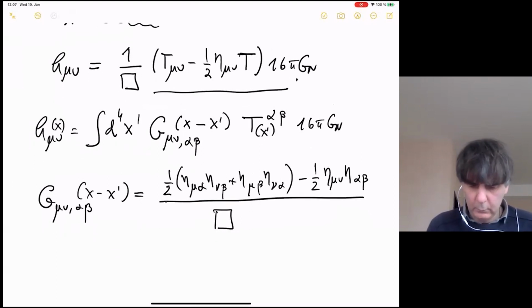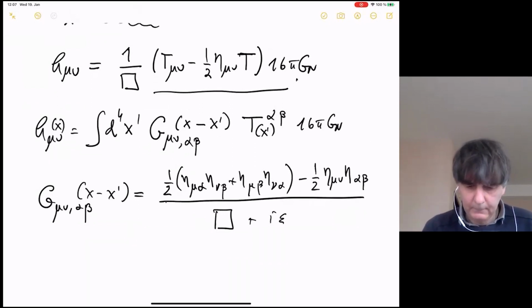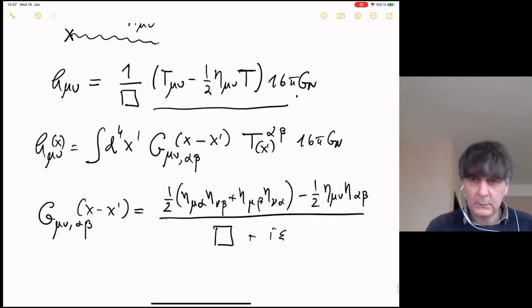It is also related to the Feynman propagator of the graviton in the quantum theory. Of course, in that case, we have the i epsilon prescription for going around the contours. Okay, so basically now we have this response of the gravitational field.